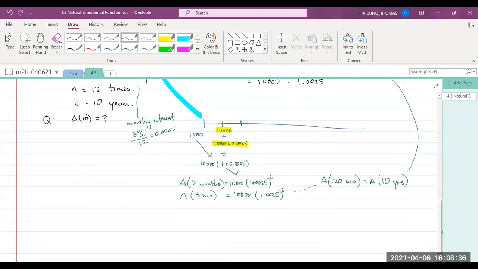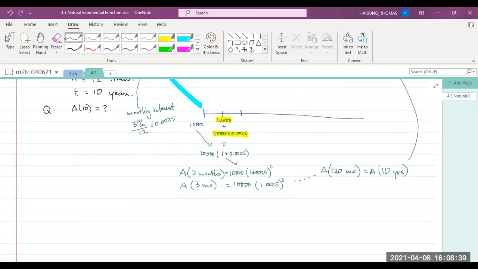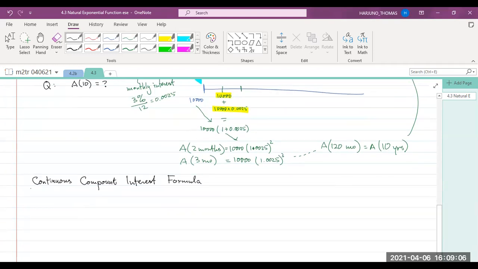Now, but there are cases where the interest is being done continuously. Continuous compound interest formula. That is when n goes to infinity. What happened to that formula? Let's say you compound it every second for 10 years.